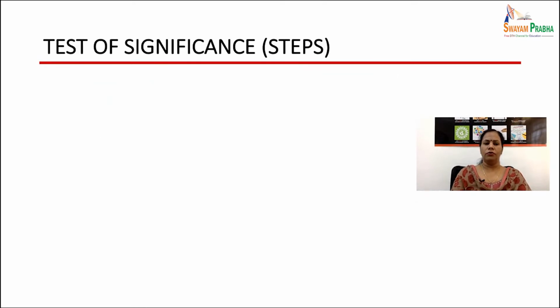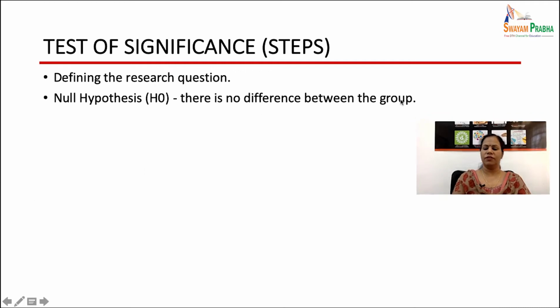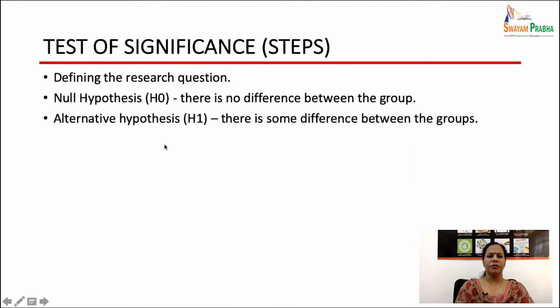Now, how do we go for the tests of significance? There are different steps. First of all, whenever we plan our research study, we define our research questions very clearly, and then based upon the research question we go for the null hypothesis, which says that there is no difference between the groups. The alternative hypothesis always tells us that there is some difference between the groups. The null hypothesis is always denoted by H0 and the alternative hypothesis by H1.